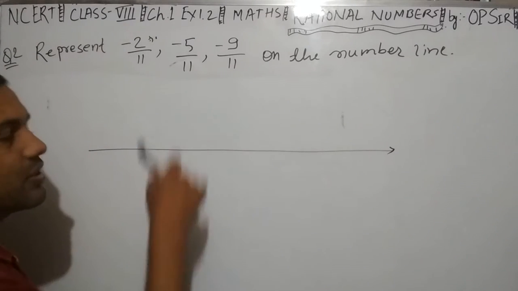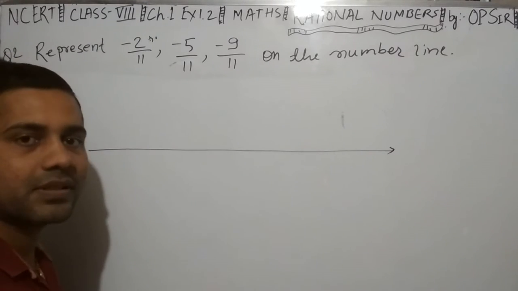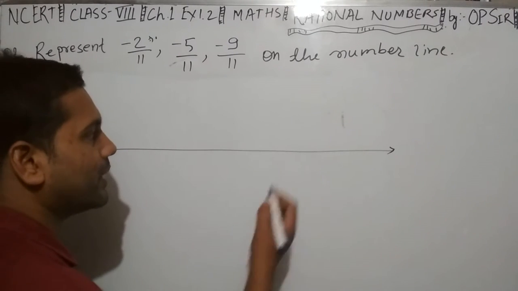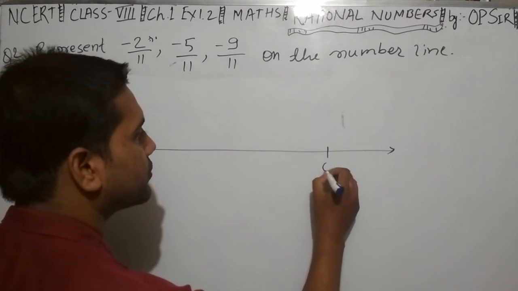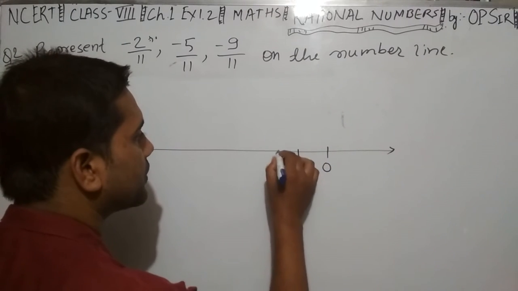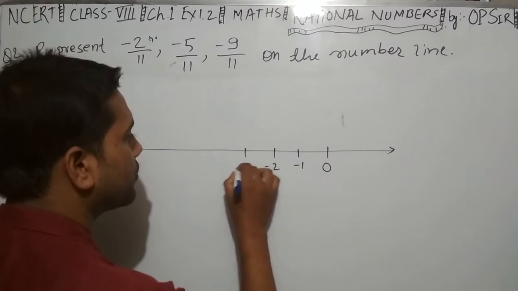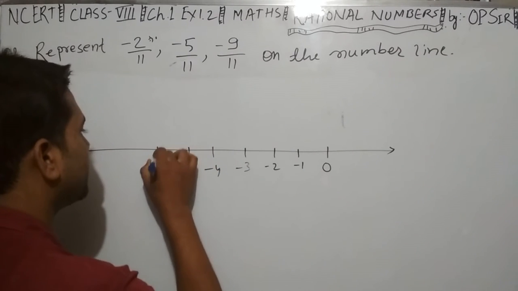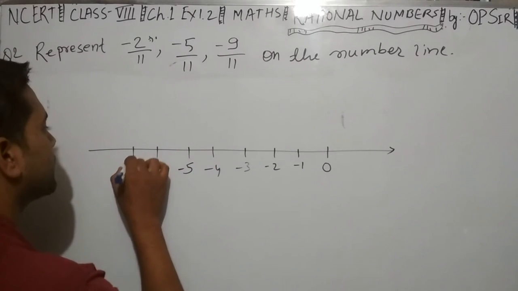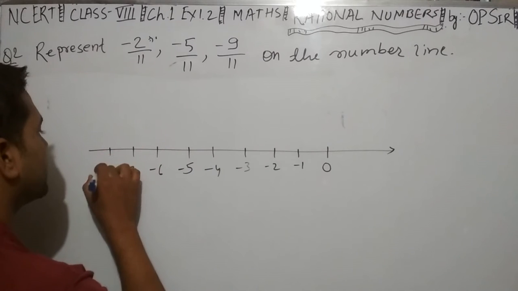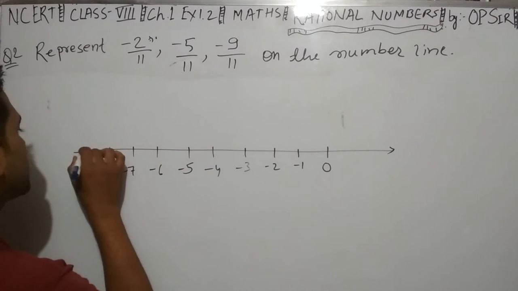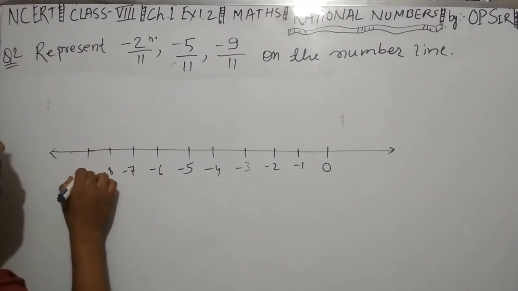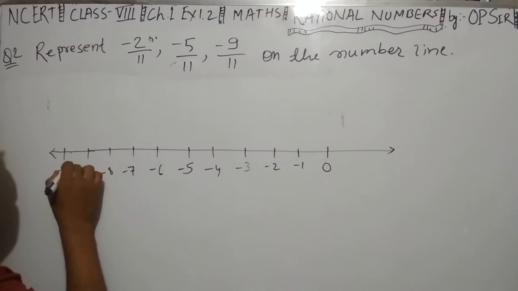Actually, you can see that all three numbers are negative rational numbers. So it is better to go with negative only. 0, minus 1, minus 2, minus 3, minus 4, minus 5, minus 6, minus 7, minus 8, minus 9 and minus 10.